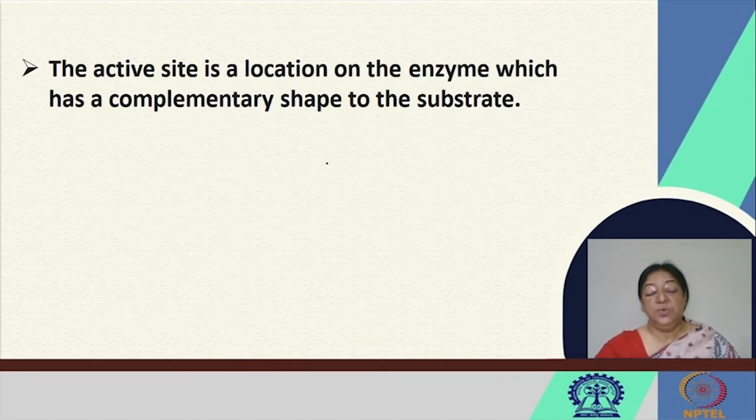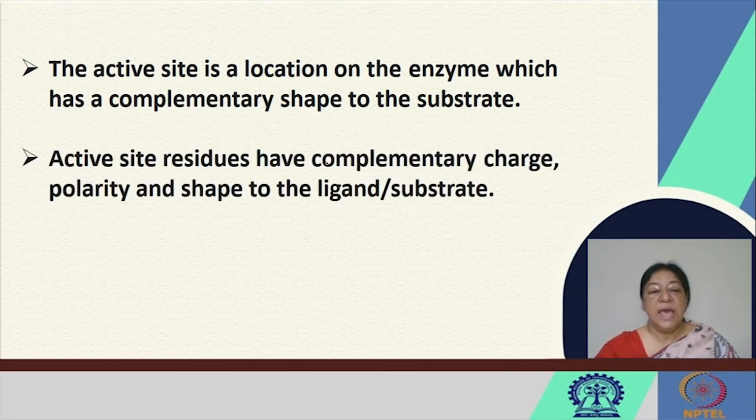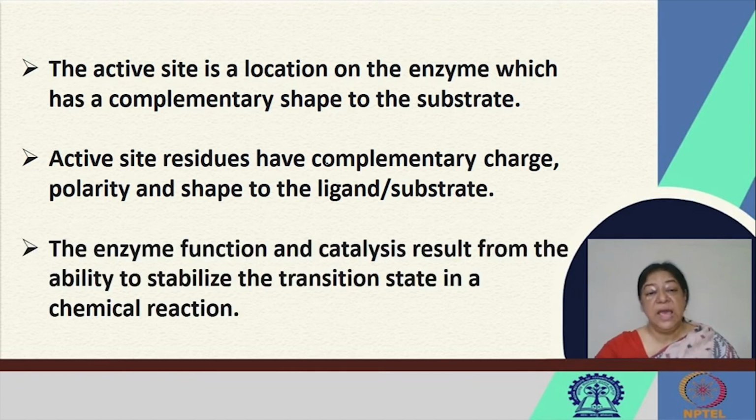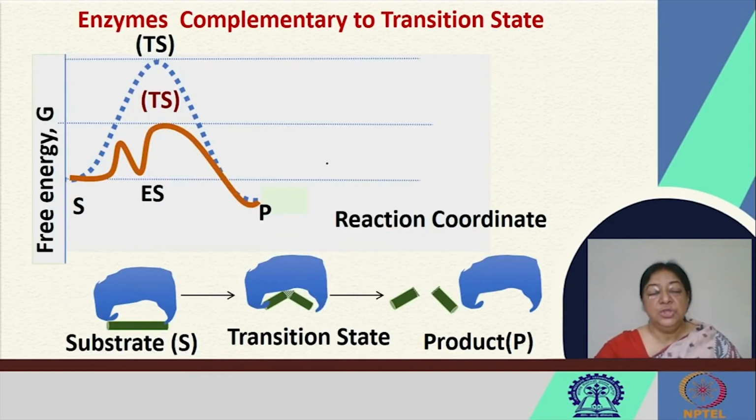So the active site we know is a location on the enzyme which has a complementary shape to the substrate, and active site residues, as we have seen in terms of recognition, have complementary charge, polarity and shape to the ligand substrate. Enzyme function and catalysis result from the ability to stabilize the transition state in a chemical reaction. This is what is important. So, if we have enzymes that are complementary to the transition state, let us see how the reaction can proceed.